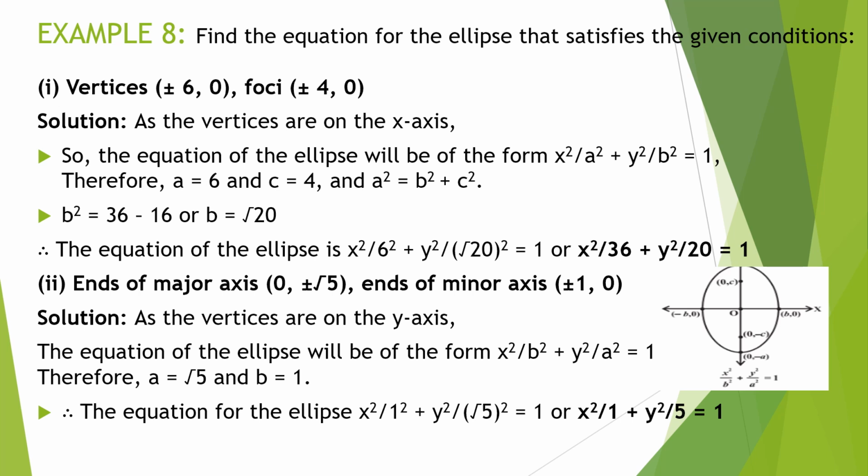And the minor axis ends are (±1, 0). So it is of the form (±b, 0). You can see from the diagram. So what is b over here? B is 1. A is root 5, b is 1. So putting in the equation, we get the equation of the ellipse as x square upon 1 plus y square upon 5 equal to 1.